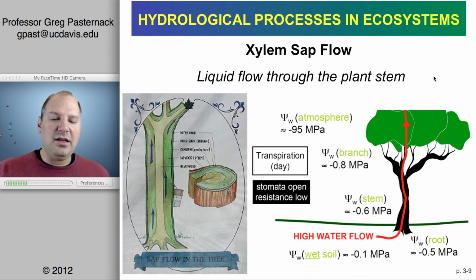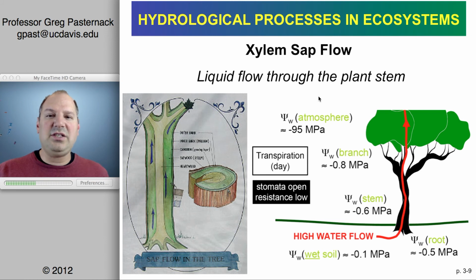When we look at the flow of moisture, we have something called xylem sap flow. So this is the liquid flow through the plant stem that I was talking about. And so transpiration includes this sap flow component. What you see here is the symbol psi, and that's used to represent the water potential. If you've taken soil physics, you may remember the matrix potential. But if you haven't, that's okay.